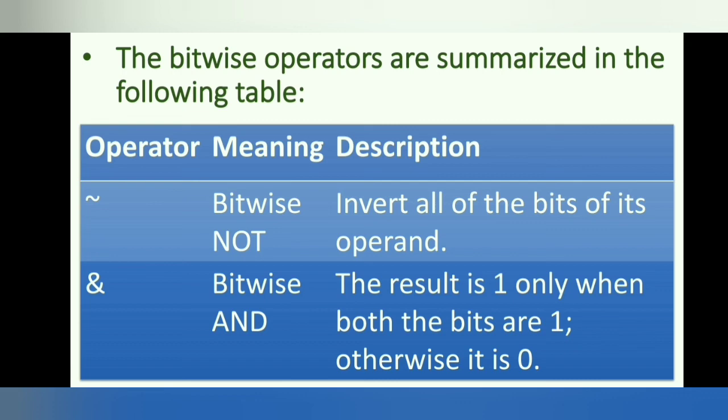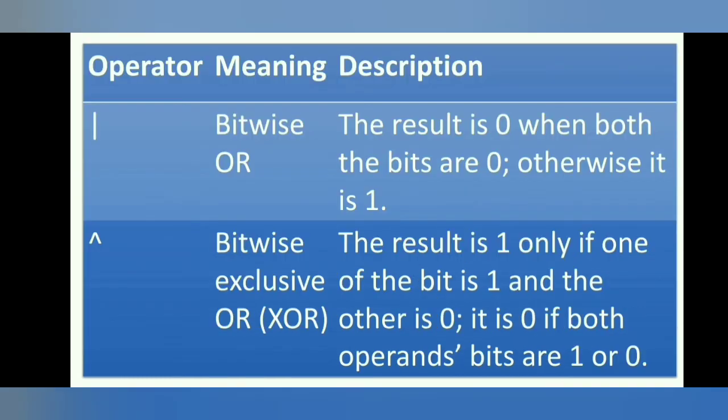Bitwise and: the result is 1 only when both the bits are 1, otherwise it is 0. Bitwise or: the result is 0 when both the bits are 0, otherwise it is 1. Bitwise exclusive or, XOR: the result is 1 only if one of the bits is 1 and the other is 0. It is 0 if both operands' bits are 1 or 0. That is, if both the bits are same, the result is 0.